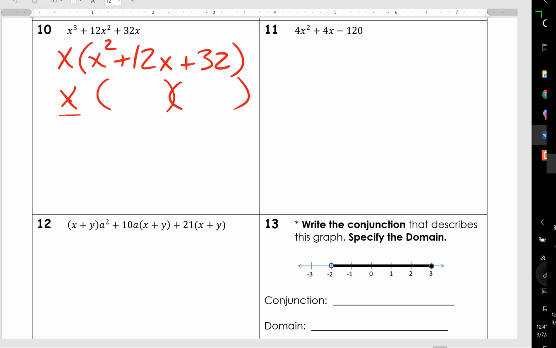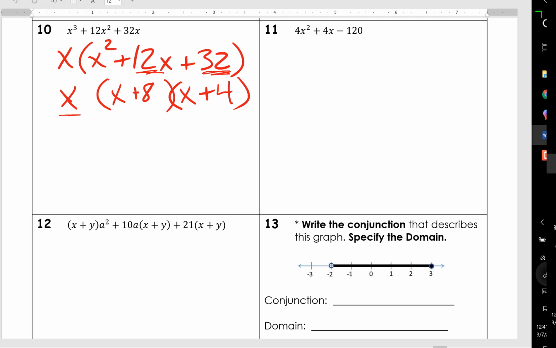It's there. All right, so you can now factor the quadratic that's in the parentheses, and you're looking for two numbers that multiply together to give you 32 and add up to 12. And it's all positive. That is 8 and 4. 8 times 4 is 32, and 8 plus 4 is 12.